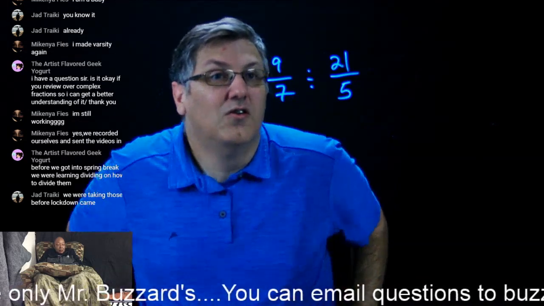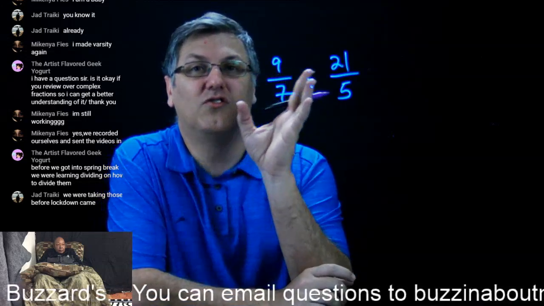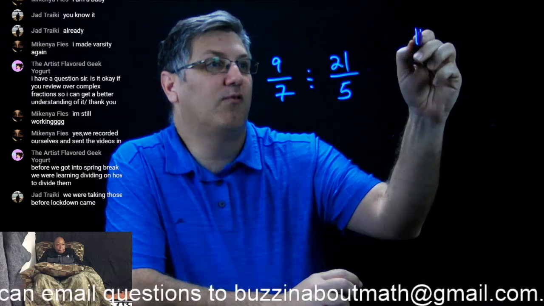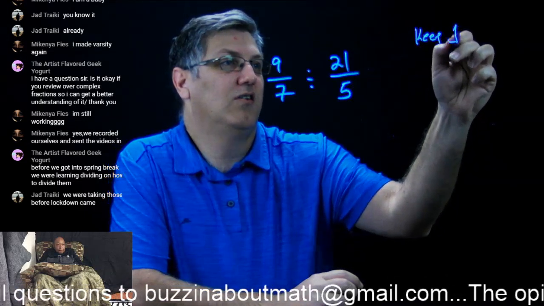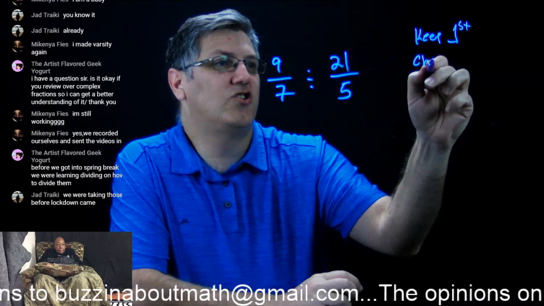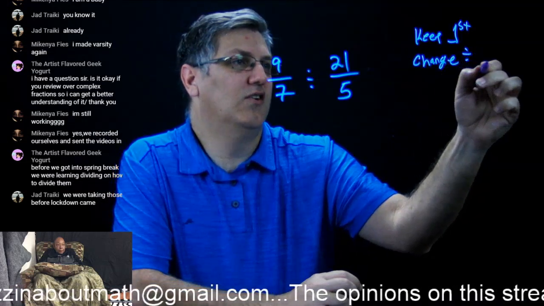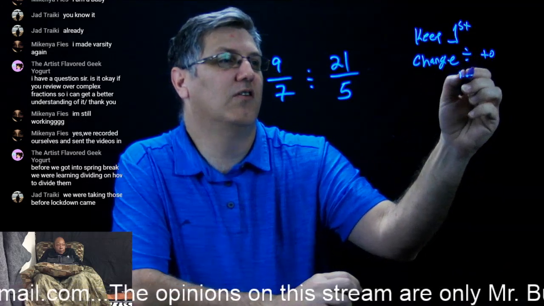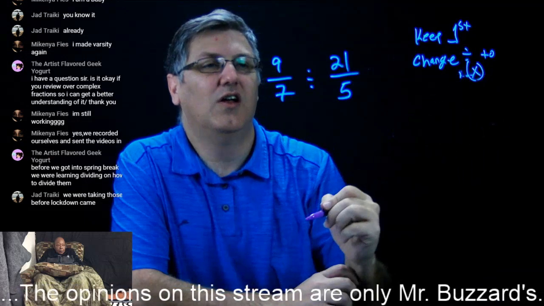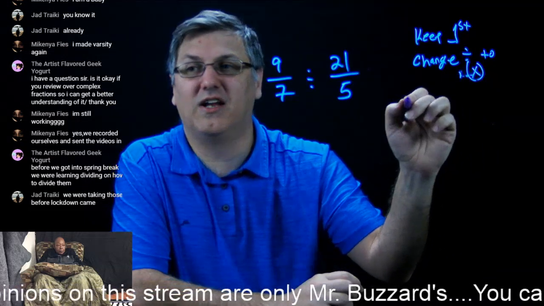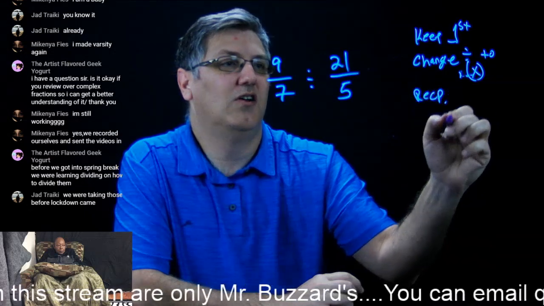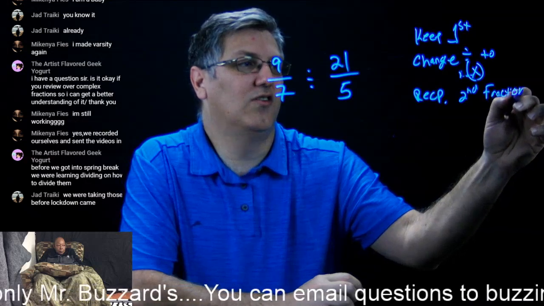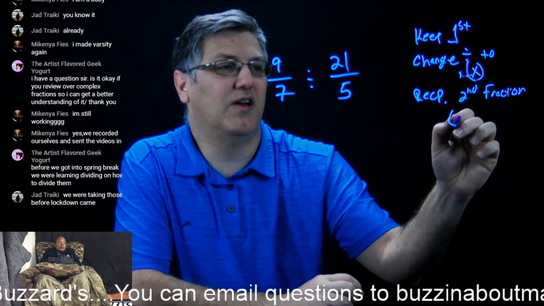So what you want to do with these is there's a basic rule. We're going to keep the first fraction. We are going to change division to multiplication. I don't know why I decided to spell it out. And then we're going to take the reciprocal, which I cannot spell, so I abbreviate, of the second fraction. What that means is that you are going to flip it upside down.